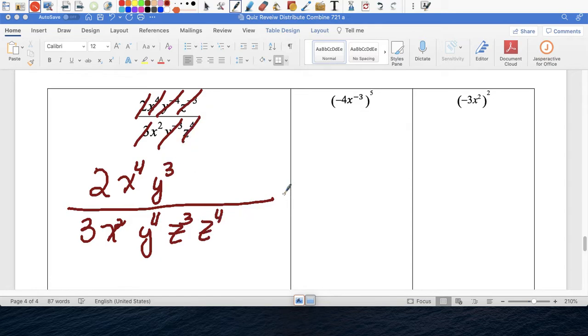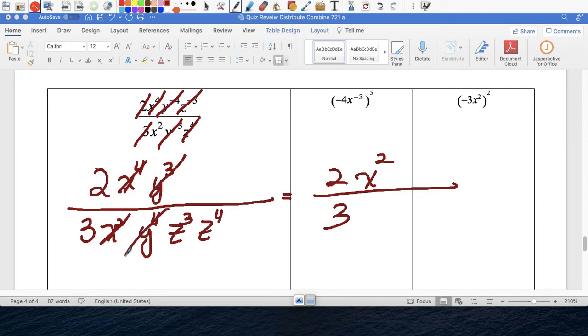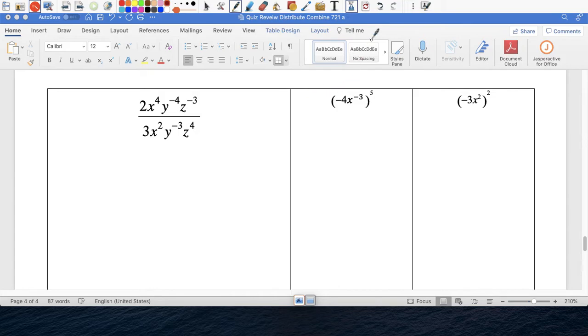Can we make this look a little better? 2/3 is just 2/3 as a fraction, right? Nothing we can do. X to the fourth and X squared, they're going to simplify, and you're going to have X squared left over in the numerator. Y to the third and Y to the fourth, after you cross out, you're going to have 1 Y left over here. And z to the third, z to the fourth, we can use the product rule and just simply write z to the seventh.